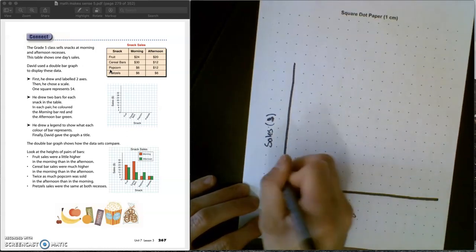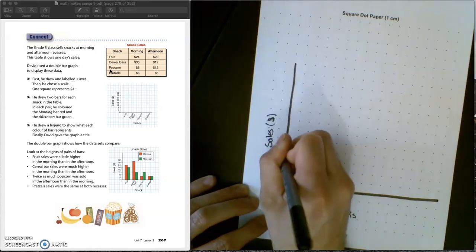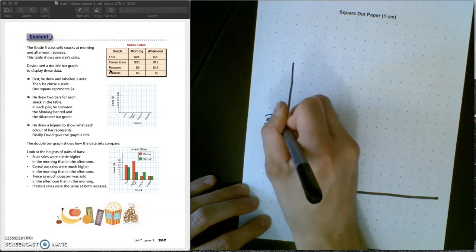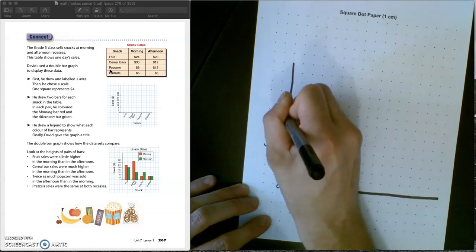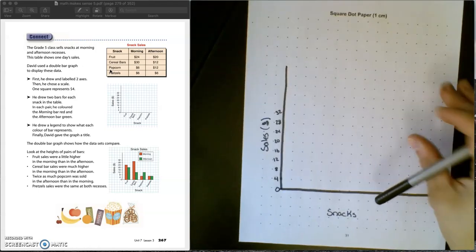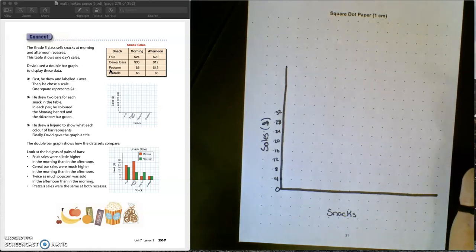So it starts with 4, which means this is 8, 12, 16, 20, 24, 28, and then 32. Okay, I could have actually gone up by 2s, but whatever, that's okay.